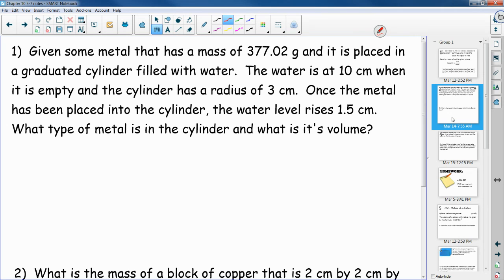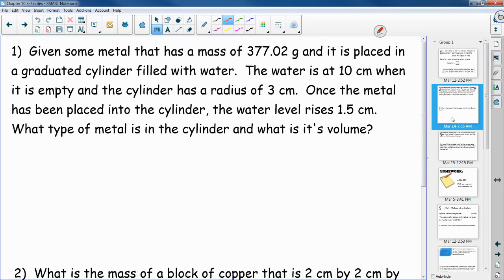Moving on to some example problems. Given some metal that has a mass of 377.02 grams, and it's been placed in a graduated cylinder filled with water. The water is at 10 centimeters when it is empty, and the cylinder has a radius of 3 centimeters. Once the metal has been placed into our cylinder, the water level is going to rise 1.5 centimeters. What type of metal is in the cylinder and what's its volume? To figure out what type of metal it is, we're going to use density. But to find density, we need mass and volume. We're given mass, and we can calculate volume.